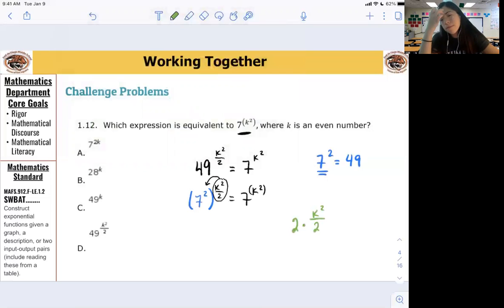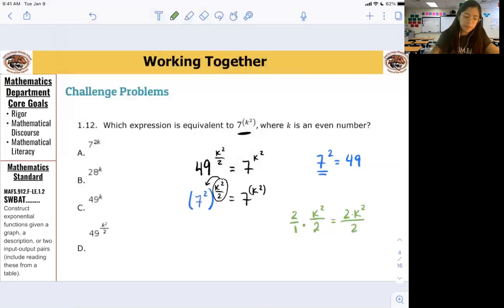How do we multiply these? I have a fraction and a whole number. How should I multiply them? Turn the whole number into a fraction. Good, that's a really good way to do it. So 2 is the same as 2 over 1. And then I go straight across. So I have 2 times k squared, so it's 2 times k squared over 2.